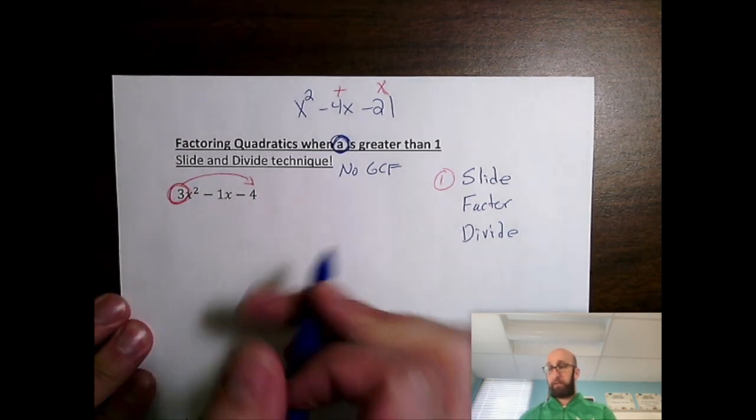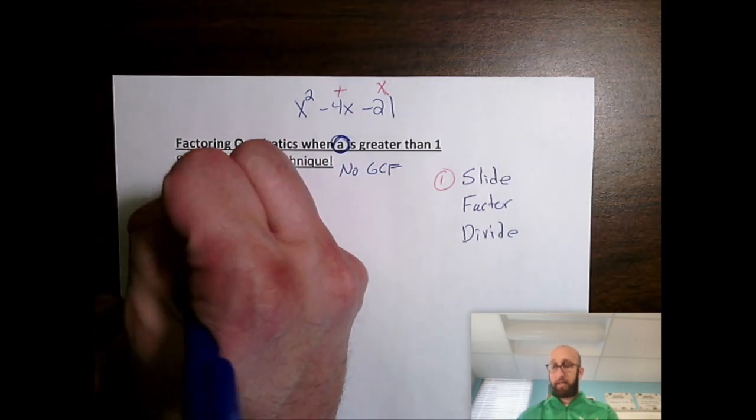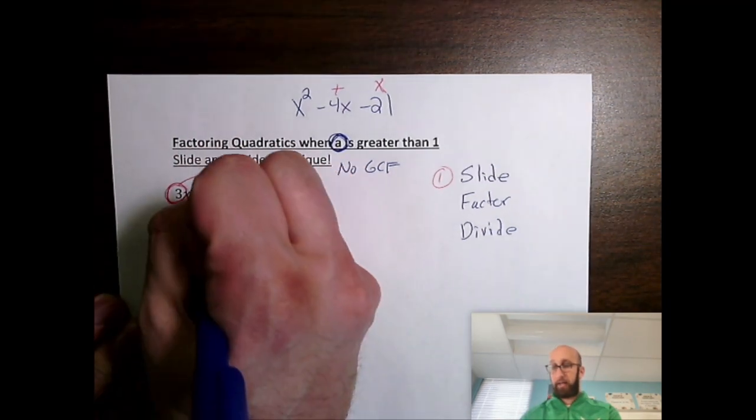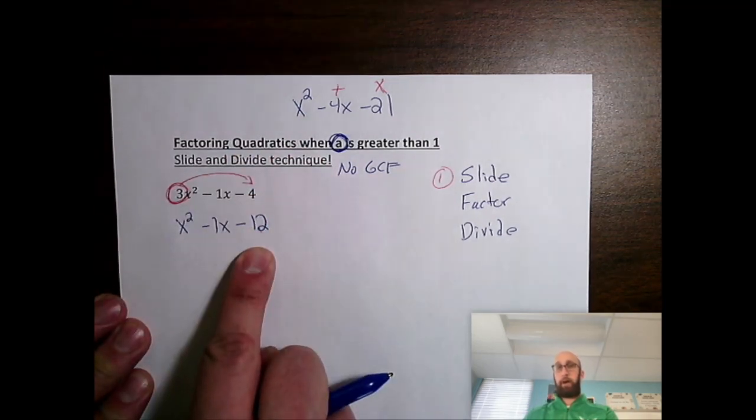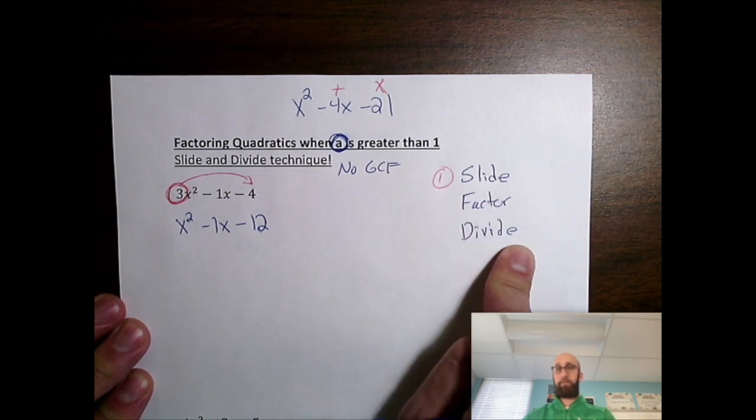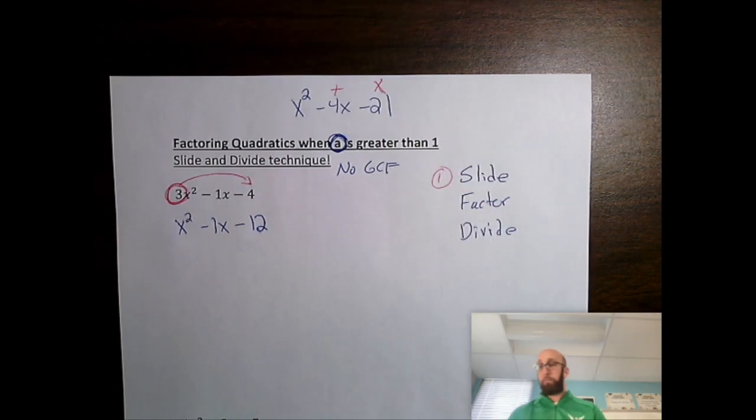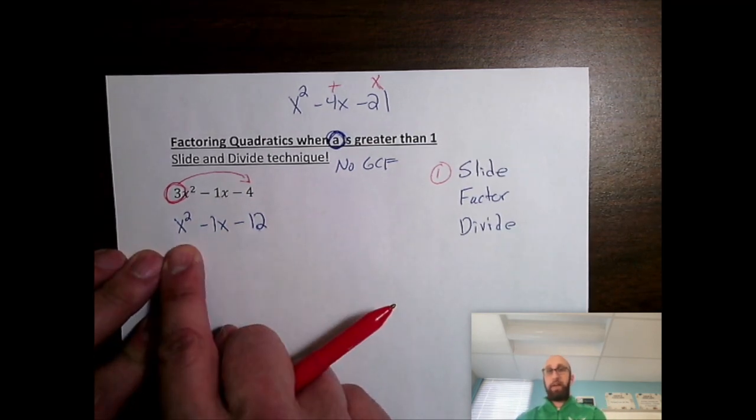So 3 times negative 4 gives you negative 12. That 3 is taken to the back so we can strip it off. So 3 is now gone, multiplied to the back. That is the slide part of slide, factor, and divide. Step 2, we're going to factor this: x squared minus 1x minus 12.